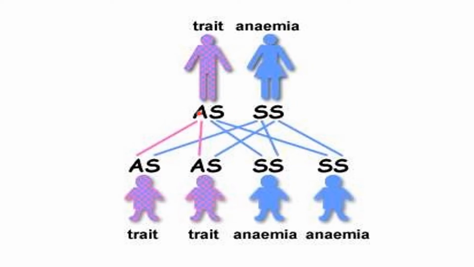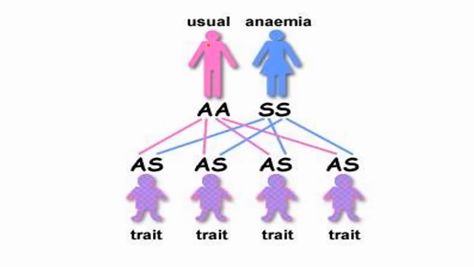In trait, one hemoglobin is normal and the other hemoglobin is abnormal. So in this combination, 50% of their children will be having trait and 50% of their children will have anemia. If one parent is trait and the other parent is anemic, sickle cell anemic and sickle cell trait.